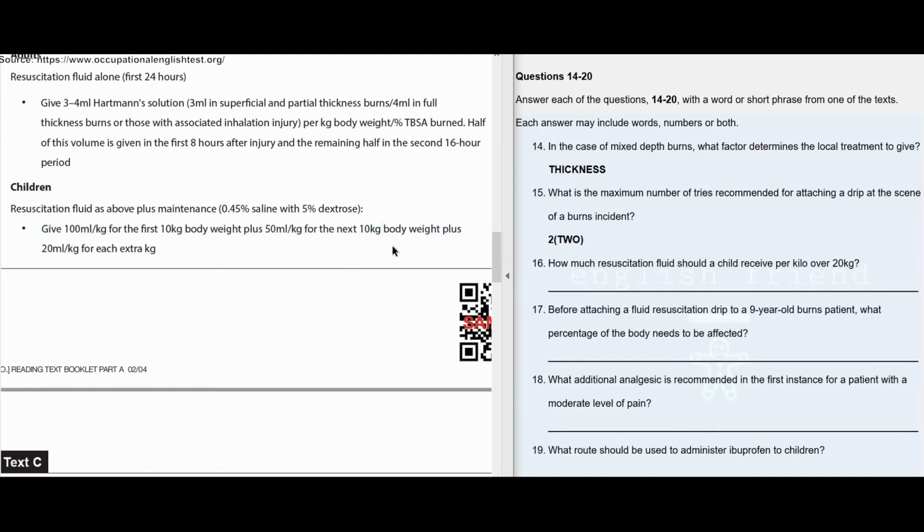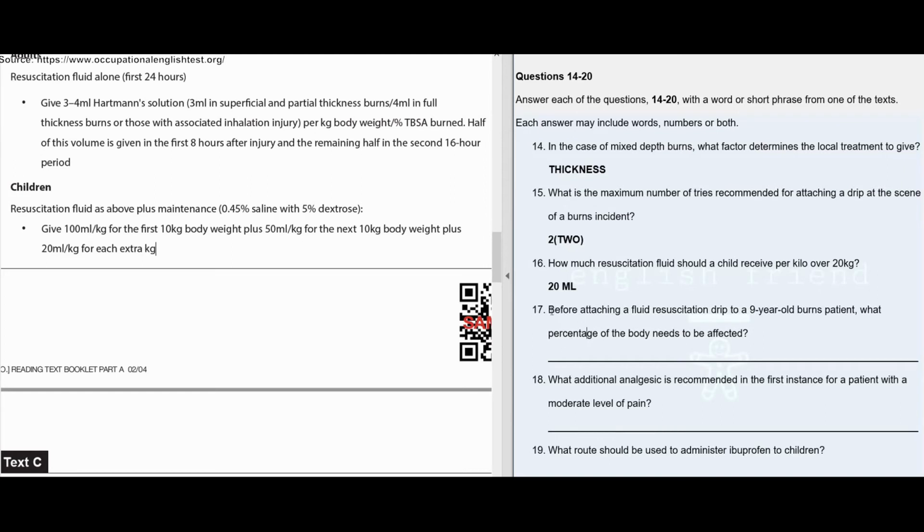Now, when it comes to more than or over 20 kg, that's going to be 20 ml per kilogram for each extra kg. So here the question is, how much resuscitation fluid should a child receive per kilo over 20 kilograms? So answer for question number 16 is 20 ml.